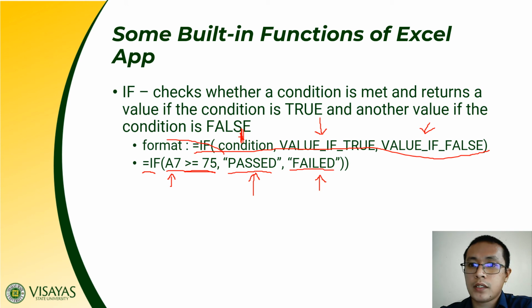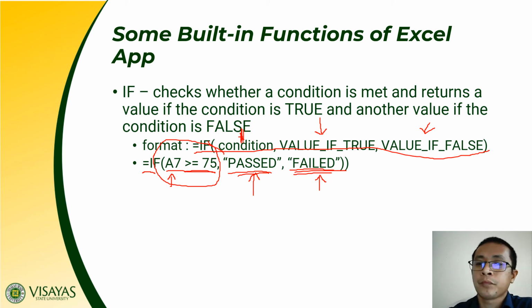You need to pass your condition, and to create your condition, make use of your comparison operators as what I have mentioned earlier. So this is your value if true, and then the value if false. So there are only two possible values that you can pass in an if function, and only one of them is being returned as you evaluate the expression.